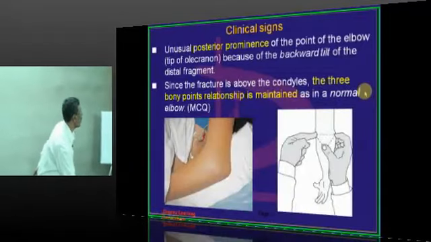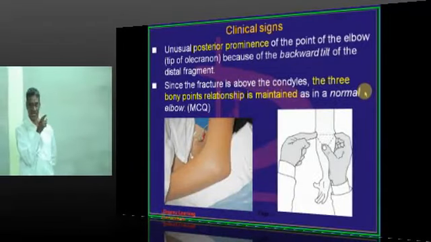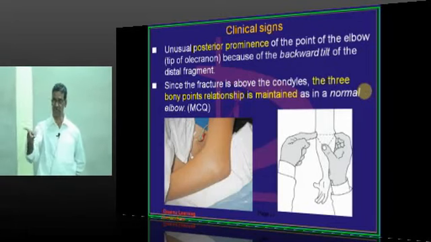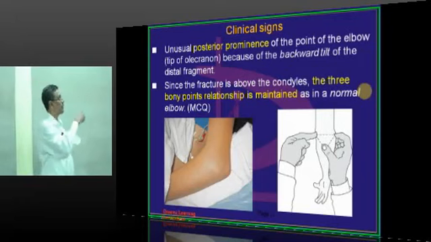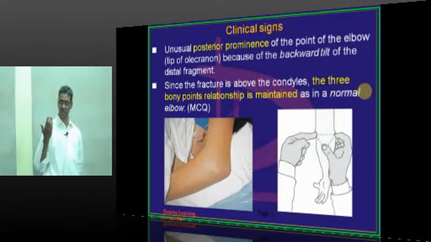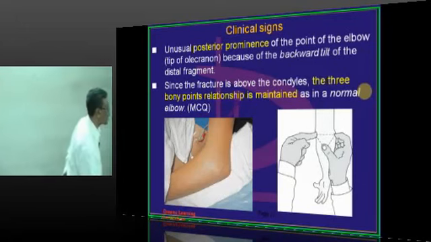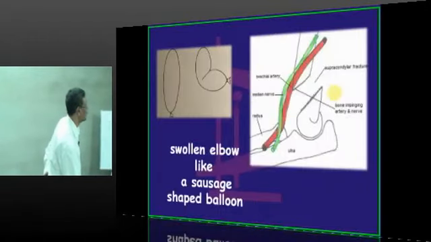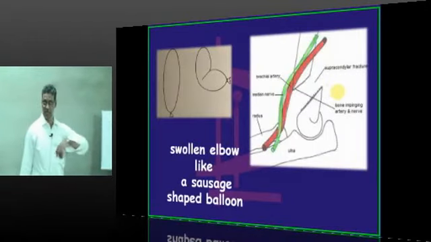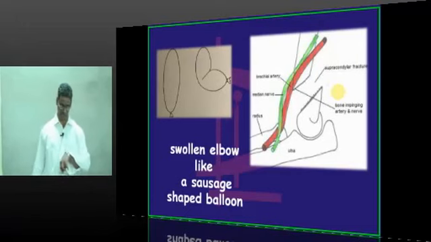So, now understand, since the fracture is above the condyles, the 3 bony points relationship is maintained as in a normal elbow. There is unusual prominence of the point of the elbow because of the backward tilt of the fragment, not only twist but also tilted. So, not only is the fragment shifted but also tilted. All of this will give an apparent view of a posterior dislocation, because they are not seeing through the naked eye. So, the 3-point relation is very, very important, which is there in this case, which is not there in the case of the posterior dislocation.